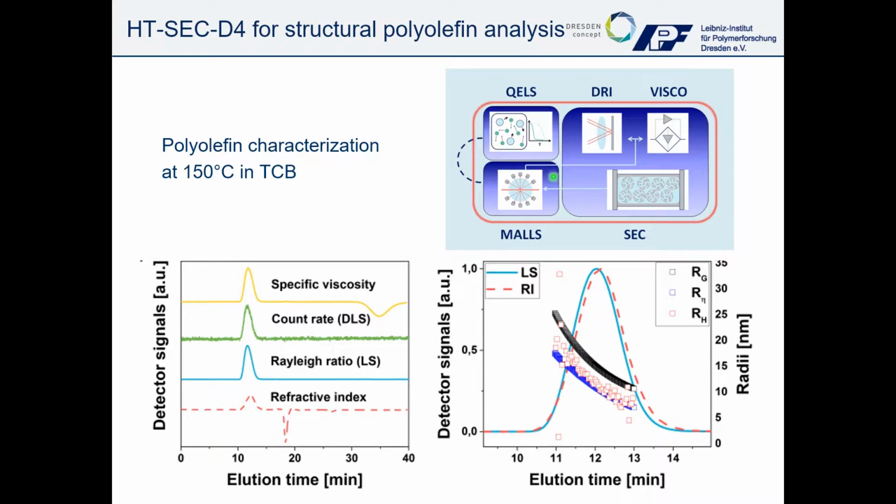We need to use a static light scattering detector, which in this case is called MALS, multi-angle laser light scattering detector, which is coupled to the quasi-elastic light scattering, or dynamic light scattering, in other words. And additionally, we have a concentration detector, which is needed in order to analyze the static light scattering data.